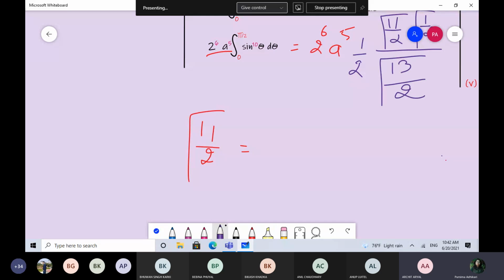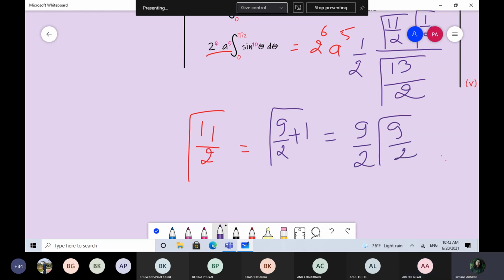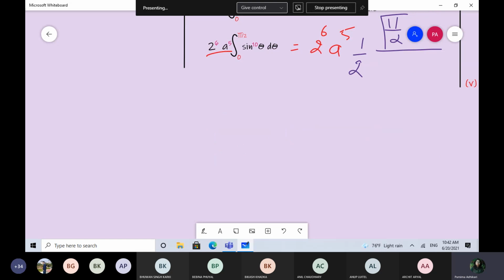We can use the property gamma n plus 1 equals n gamma n. And we can separate 11 by 2 as 9 by 2 plus 1. Yes, very good. Okay. Carry on with it. And then gamma 9 by 2 is 7 by 2, gamma 7 by 2. I know. So let me show you that property. Which property you are going to apply?